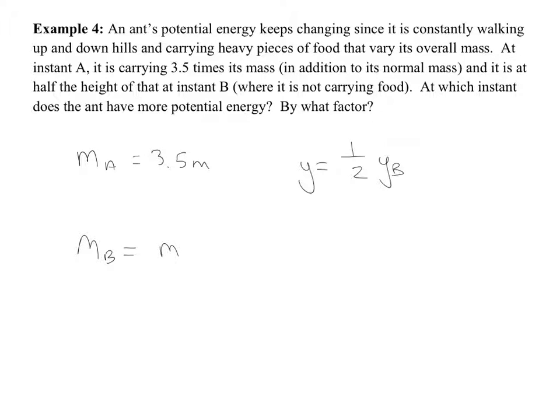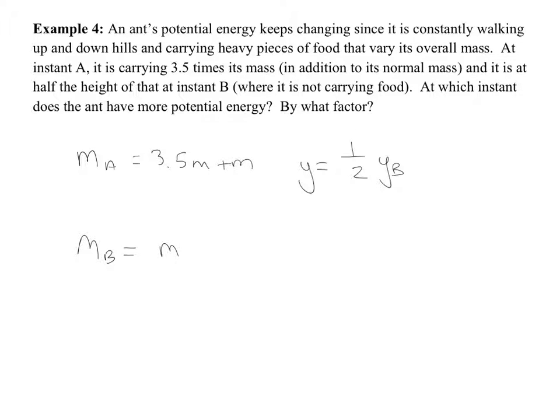There's one other correction I need to see. 4.5. It should be 4.5 M, because it's in addition to its own mass. So it's really this. That's the mass at instant A. It's got the food, which is 3.5 times its own mass, plus its own mass. Then, at the second instant, it drops the food, leaving it only to be its own mass.